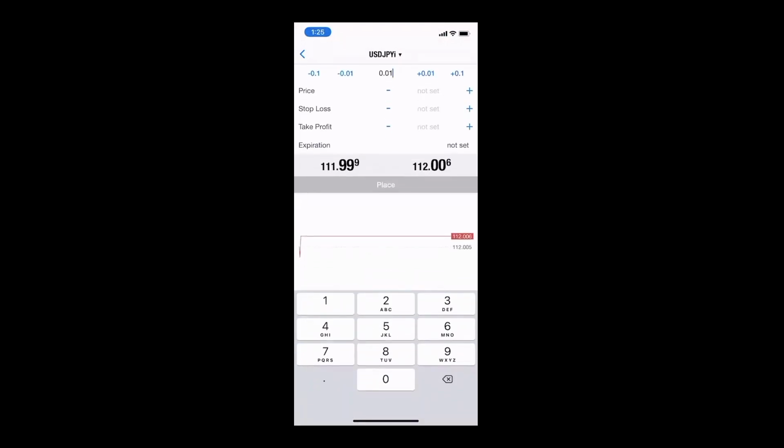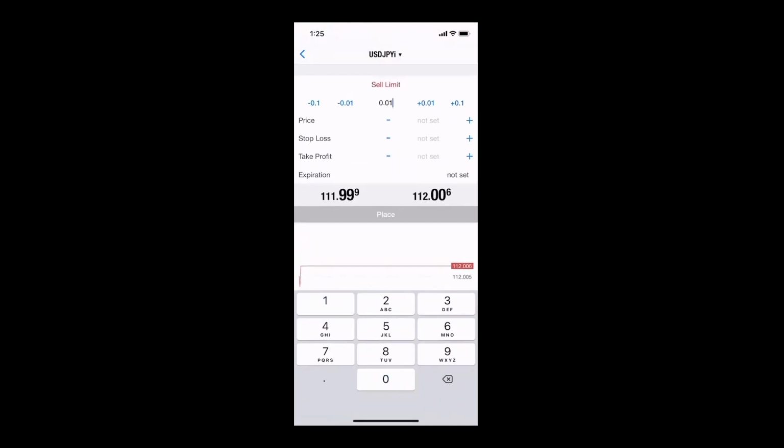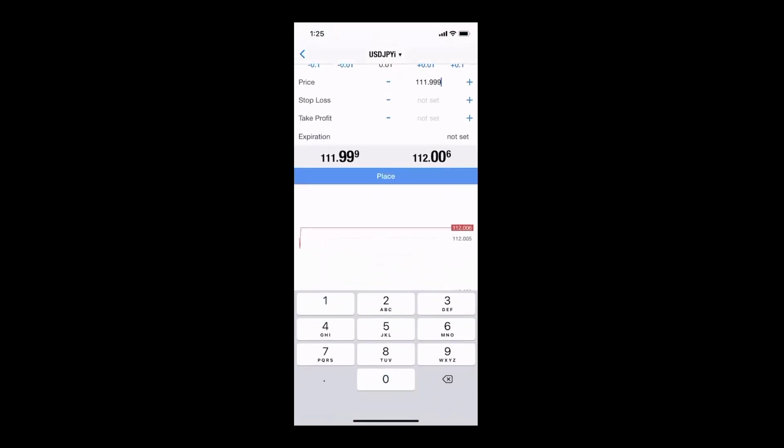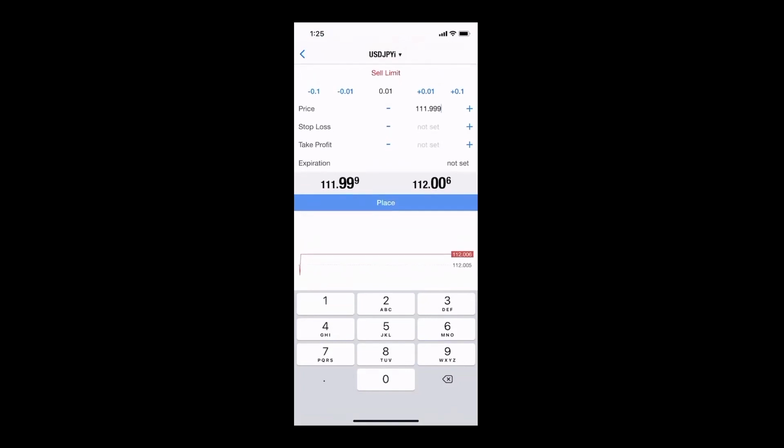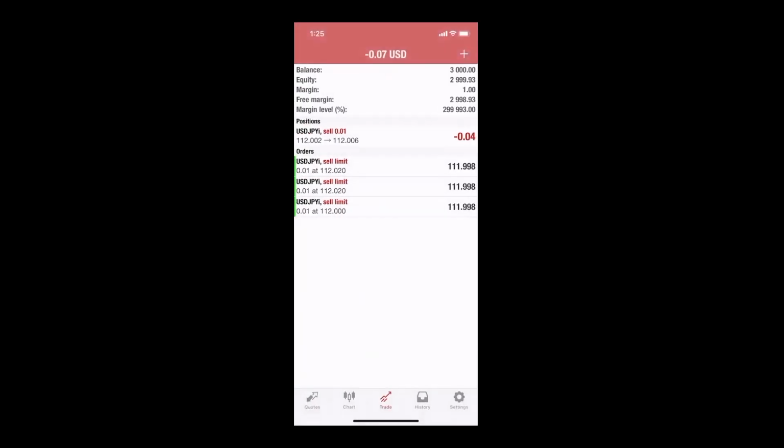Here is where I can change my lot size, which is the position that I want to trade. I'm going to keep it at 10 cents a pip, which is 0.01. For the price, I'm going to enter 112.00, and I'm just going to click place. Basically, I'm telling my broker to get me into the market at 112.00. So when the market gets to that price, it's then going to get me into the trade.